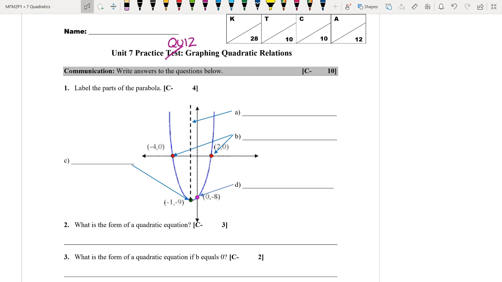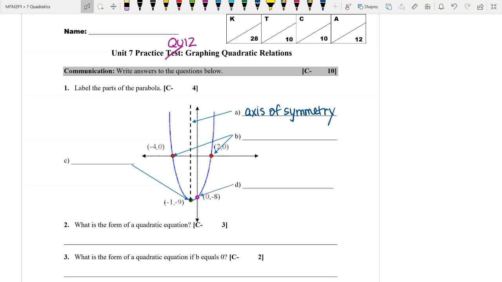Alright, so the first thing we're going to do is take a look at this parabola that you can see on the screen here, and label its important parts. The first part we're going to label is A, which is pointing to the axis of symmetry. The axis of symmetry is a line that splits the parabola directly into two congruent sides. If you were to fold the parabola along the axis of symmetry, these sides would match exactly.